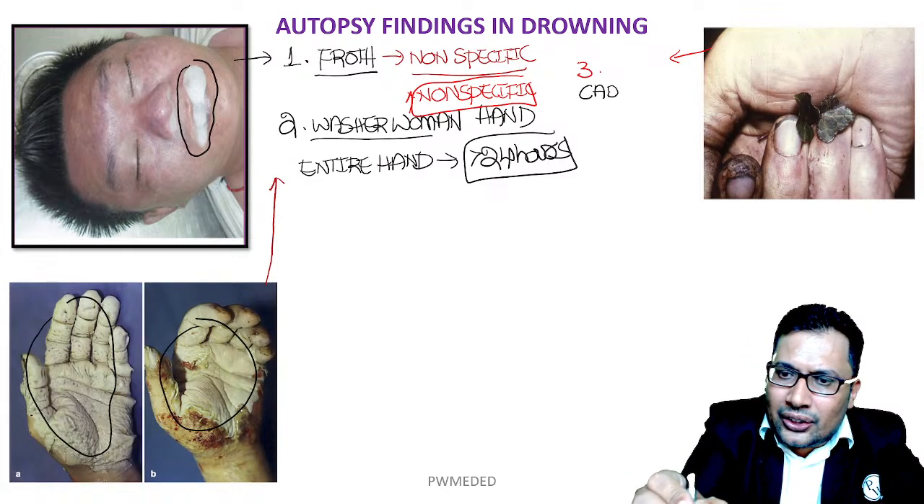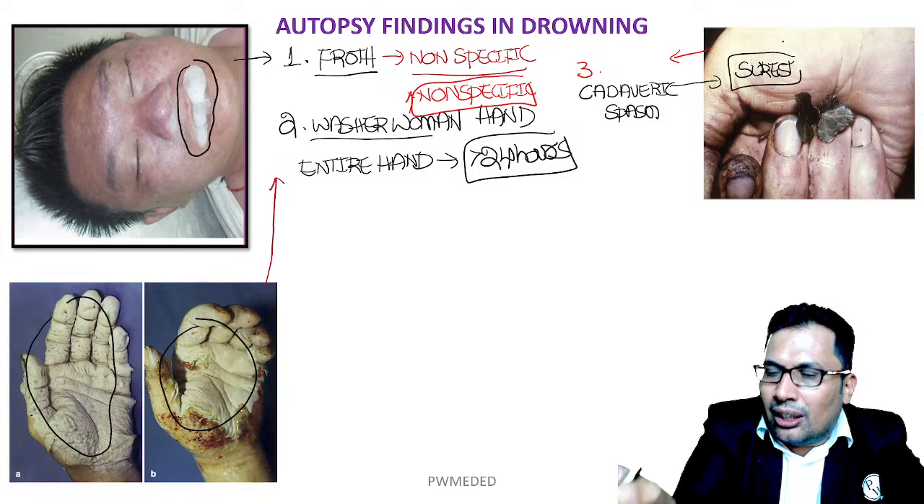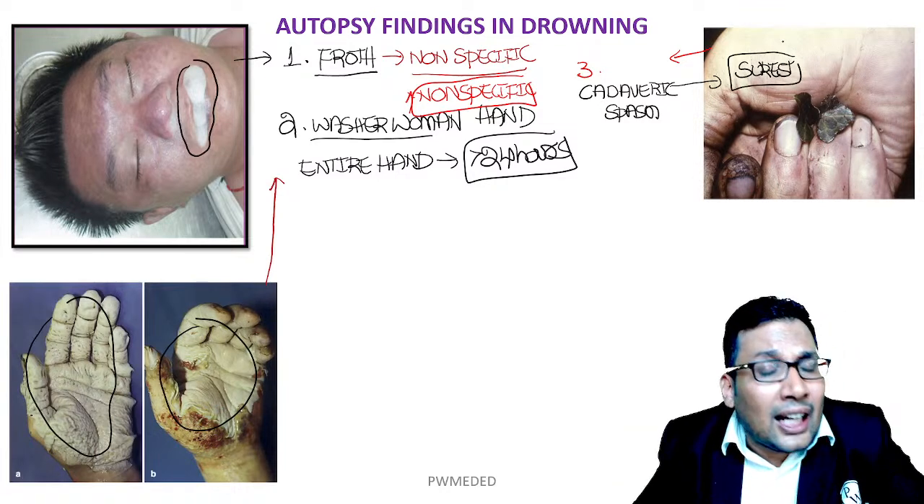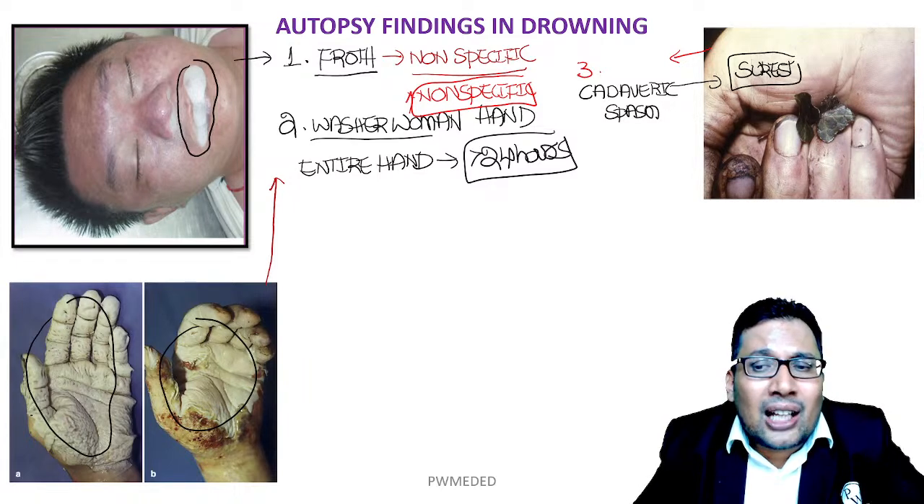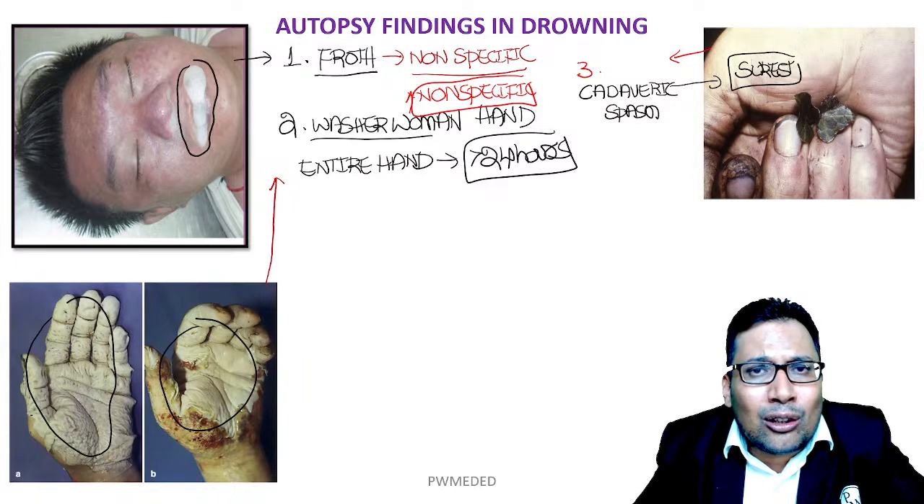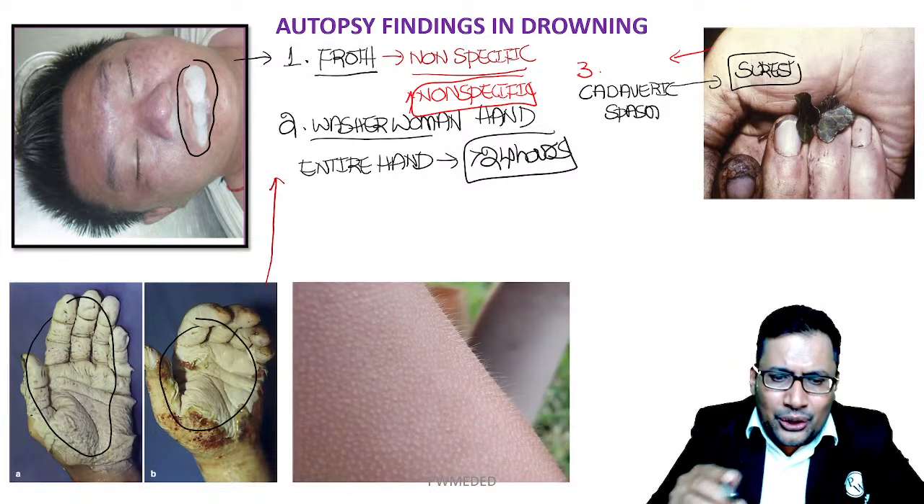What is this known as? Cadaveric spasm. Cadaveric spasm is a very, very important question, and it is the surest sign of drowning. And remember, in cadaveric spasm there is no primary relaxation. Cadaveric spasm is the surest sign of antemortem drowning. Next question, all of you.